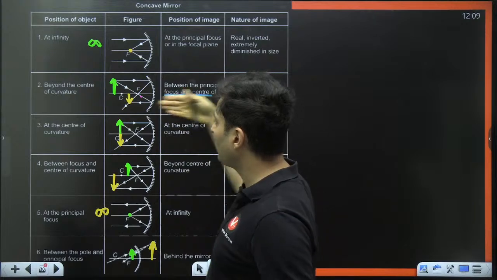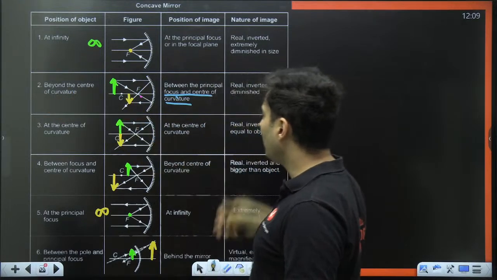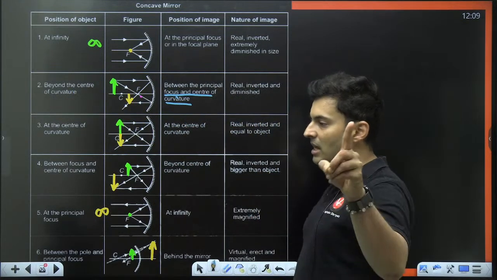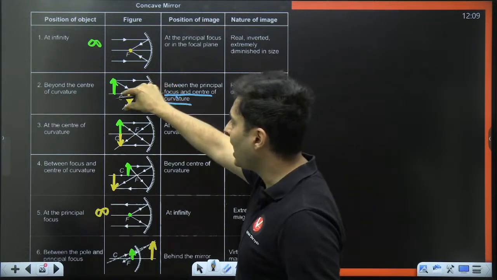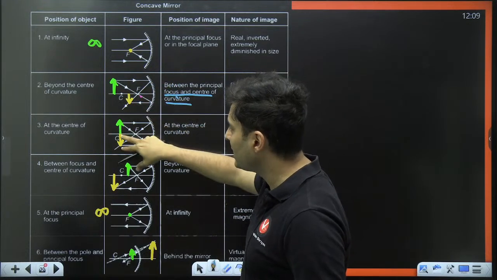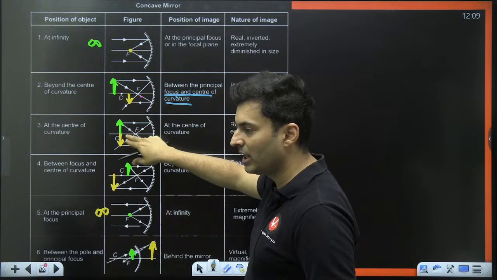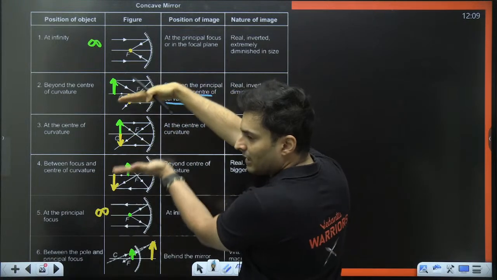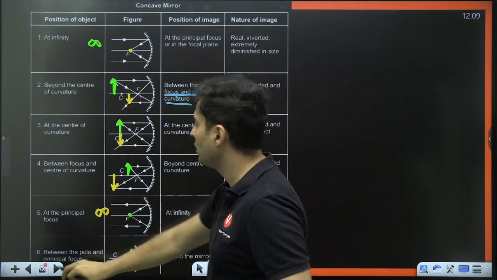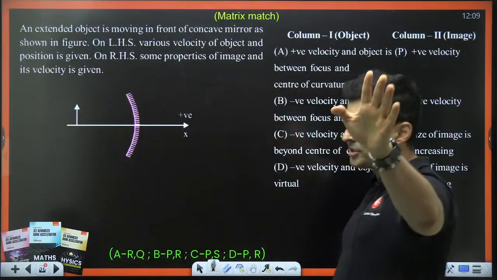Where will this yellow part go? It will go towards the left side. The image velocity is towards the left. And as it goes towards the left and it reaches the center of curvature, the image is going to become big. From small image, inverted, it will become a big inverted image. So, which are the correct options now?